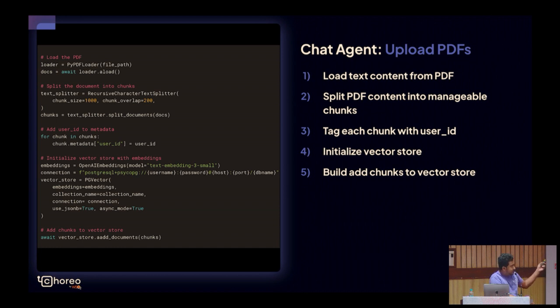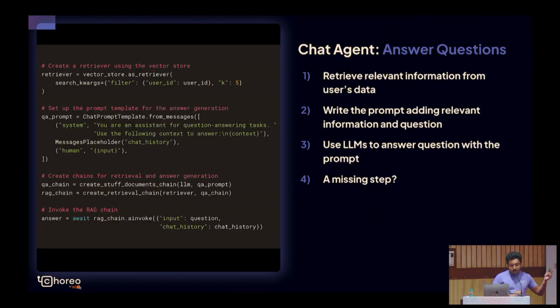The first step is that we need a place to upload the files. This step involves chunking the documents into manageable sizes, then getting the vector embeddings, and then storing them in the vector database. In the next step, we need to answer the questions, right? In that case, what we need to do is retrieve our documents from the vector database, and then use them in the prompt that we are sending to the LLM.